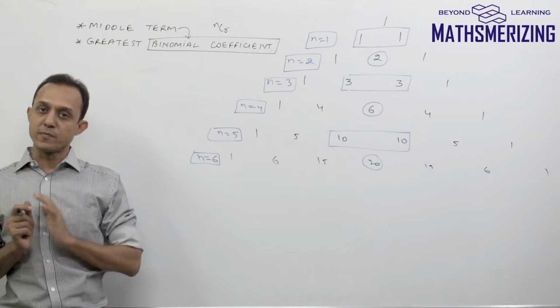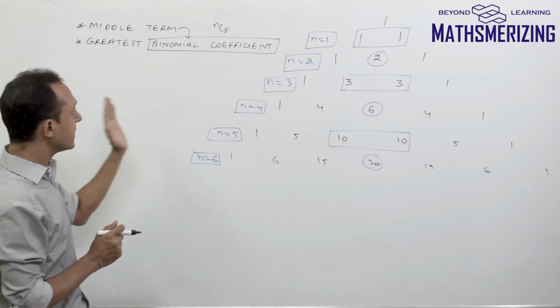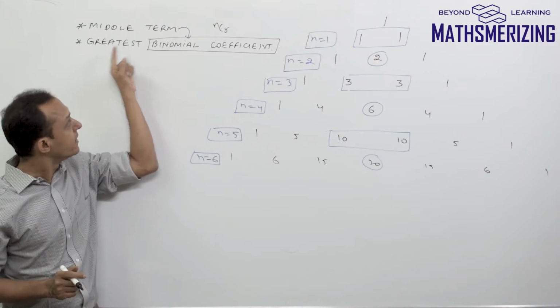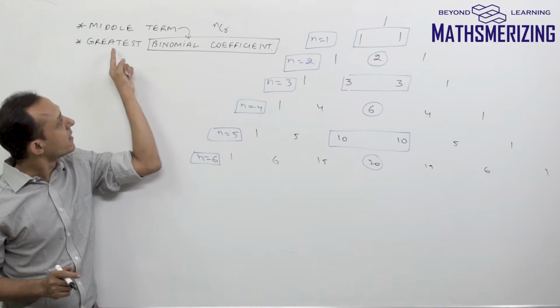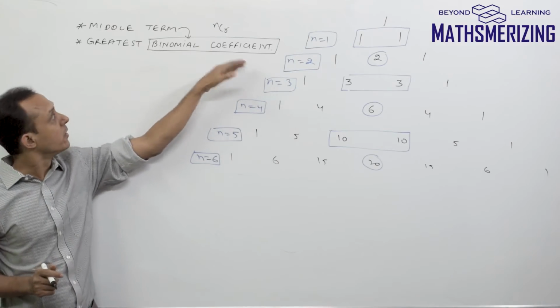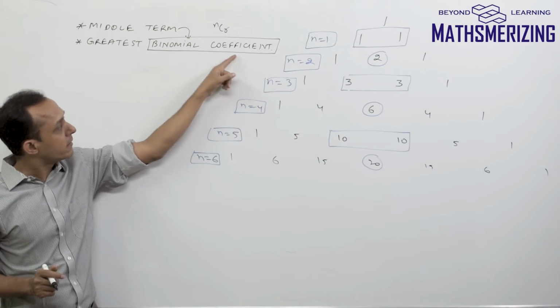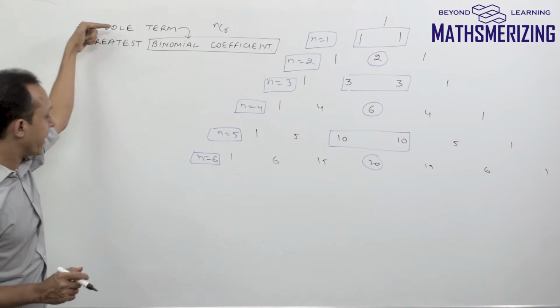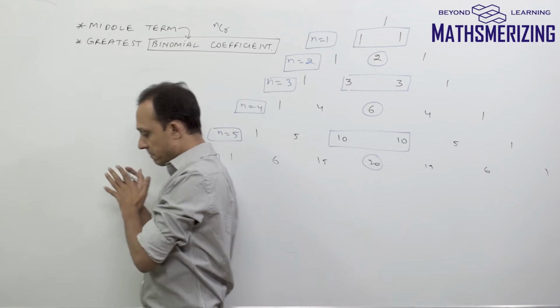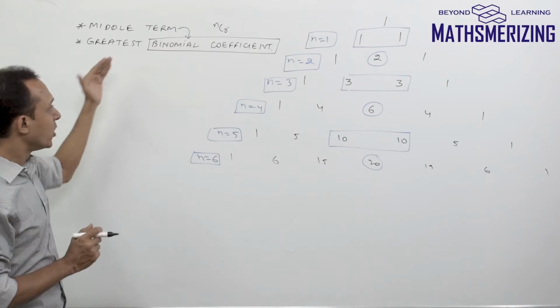Now there will be some questions where we need to find the numerically greatest term. Now that question is different from this question. Here we are just concerned with nCn-r, which is the greatest binomial coefficient, and not the value of the whole term. So if it is the greatest binomial coefficient, then all I need to do is find its middle term, and for that middle term I need to find its binomial coefficient. Now how do we do that?